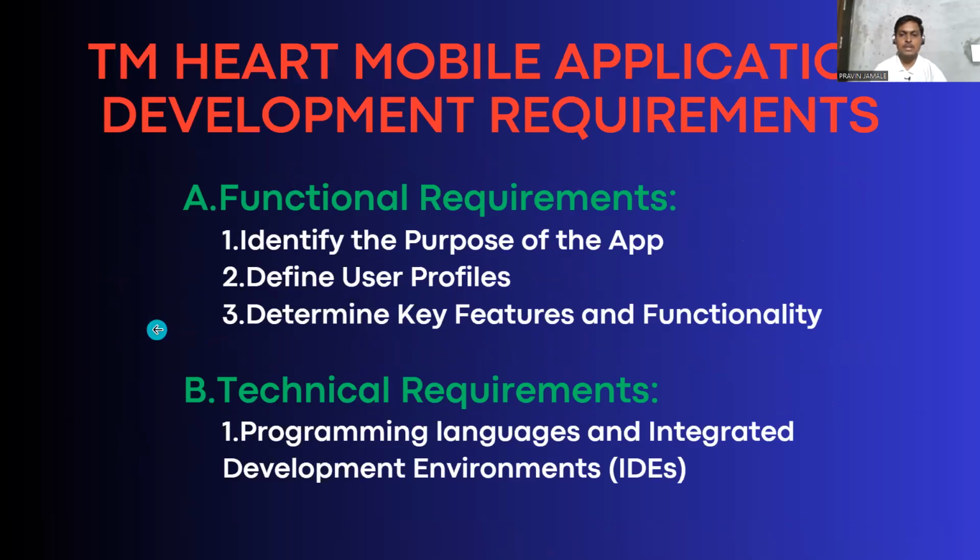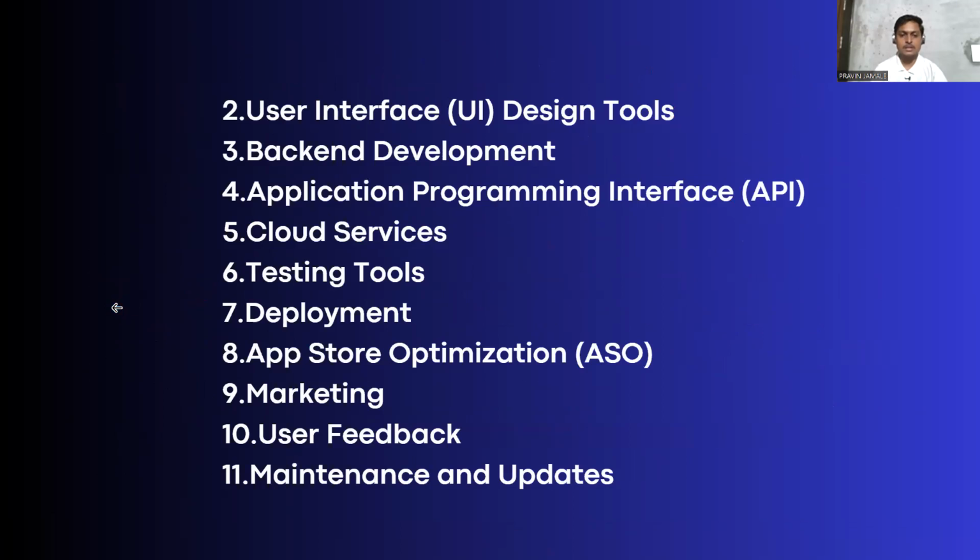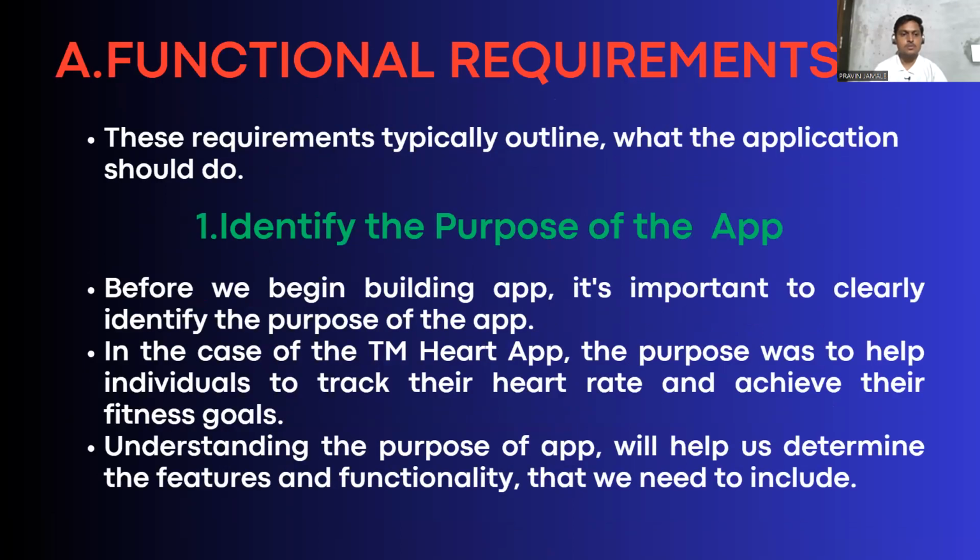The TM Heart mobile application, developed by our company, has two kinds of requirements. First are the functional requirements, having three functional requirements, and then 11 technical requirements. In functional requirements, we see what the application should do. The first functional requirement is to identify the purpose of the app.